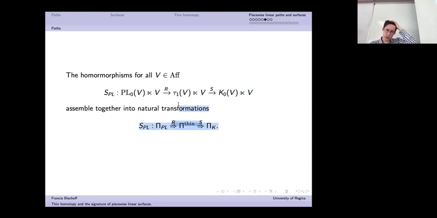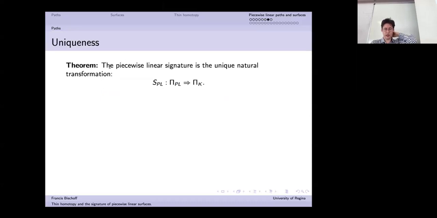Why would you phrase it in this abstract way? Because of the following theorem: the piecewise linear signature is in fact the unique natural transformation from piecewise linear paths to this groupoid of formal paths.